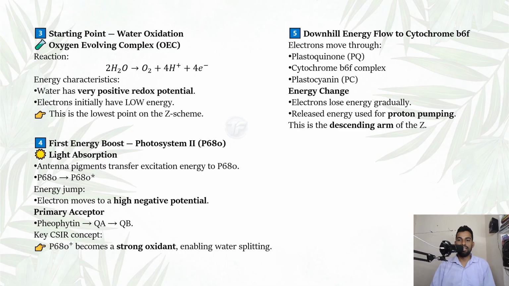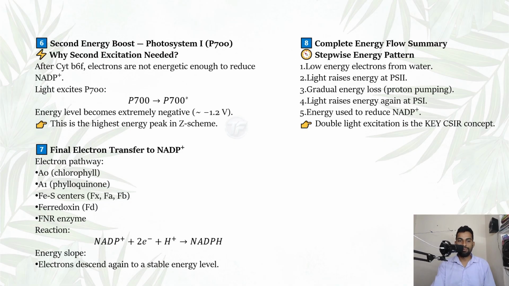Fifth point, downhill energy flow to cytochrome b6f. You can see all of these in the diagram. Sixth point, we already know this, so I am directly starting from this point. The energy level becomes extremely negative here, minus 1.2 volt. This is the highest energy peak in the Z scheme. So it reaches the highest peak here. We already know finally electrons move to NADP plus. The purpose of the Z scheme is for this only.